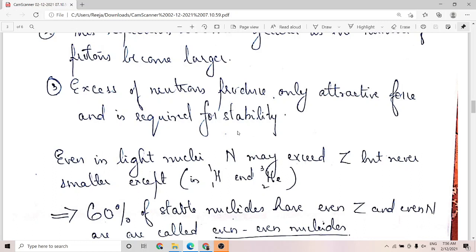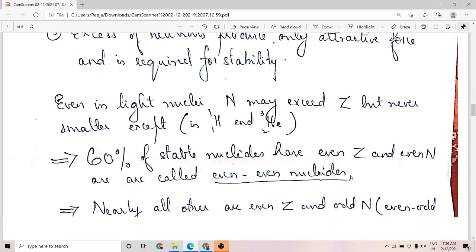Now, even in lighter nuclei, though in most of the lighter nuclei the number of neutrons and protons are equal, there may be some cases where the number of neutrons exceeds the number of protons. But the inverse is very rarely true. That is, the number of protons being greater than the number of neutrons is true only in the case of hydrogen H 1 1 and helium He 2 3. In all other cases, in the light nuclei, either capital N is equal to capital Z or N is greater than Z.